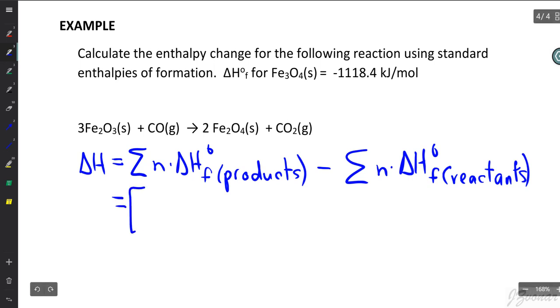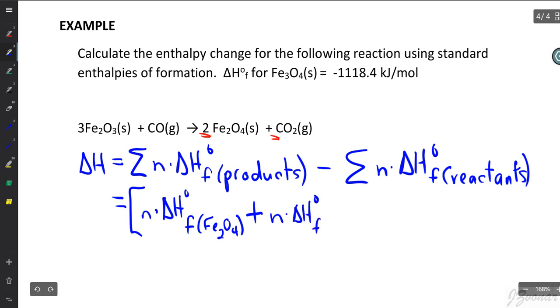Okay, so I'm going to write out what my products are. From my balanced equation here, I see that the coefficient represents my moles. So it's the moles times the delta H of formation of Fe2O4 plus the number of moles times the delta H of formation of CO2.